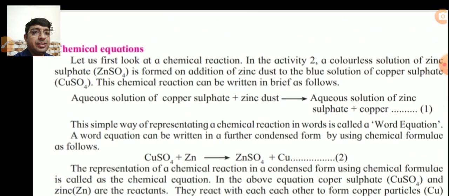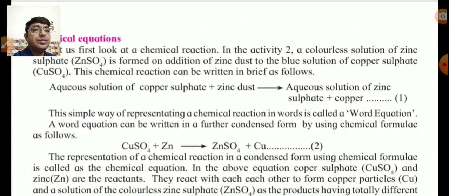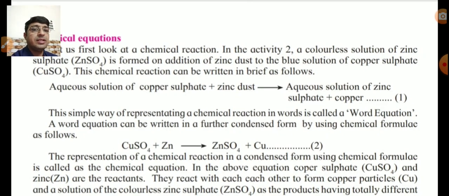Now chemical equation. Let us first look at a chemical reaction. In activity 2, a colorless solution of zinc sulfate ZnSO4 is formed on addition of zinc dust to the blue solution of copper sulfate CuSO4. The chemical reaction can be written in brief as follows. Aqueous solution of copper sulfate, it is a dark blue color solution, adding zinc dust in it. Then to form aqueous solution of zinc sulfate, it is a colorless solution, plus copper is separated.